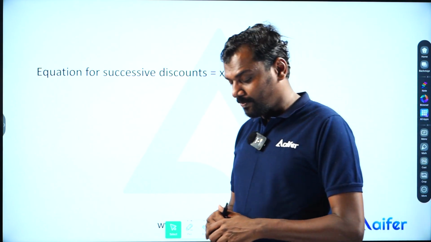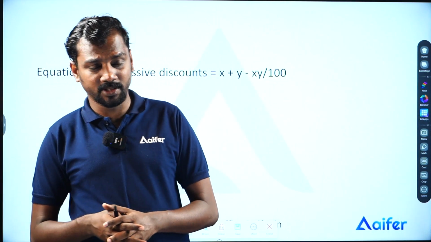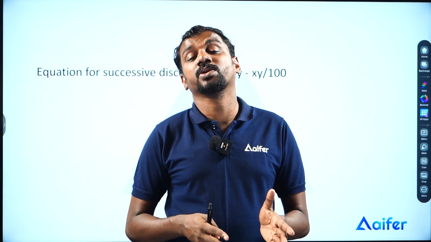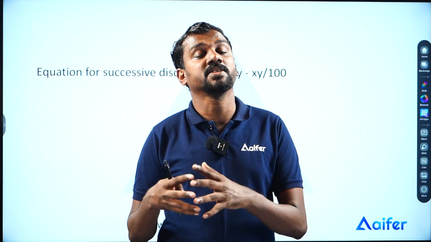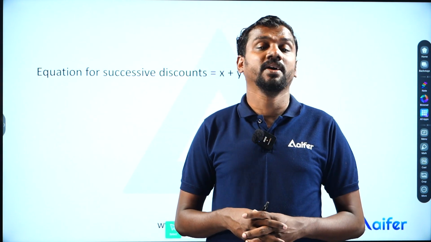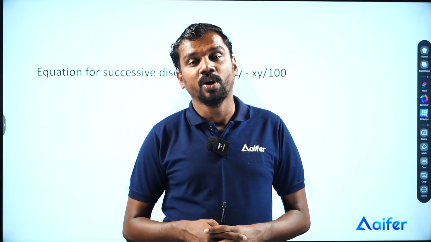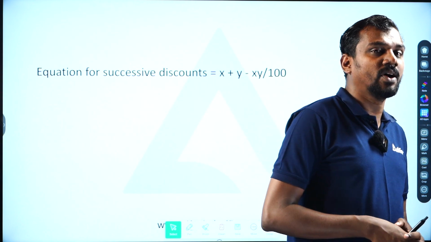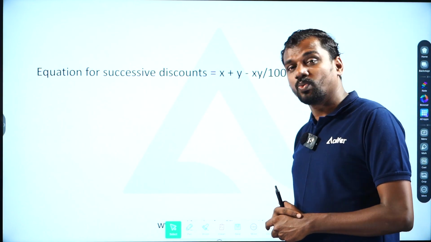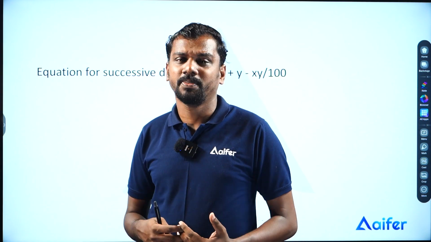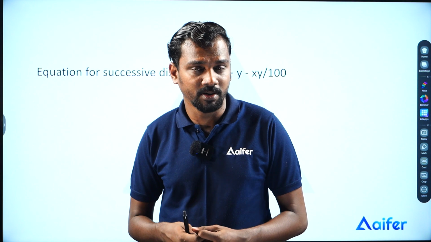So the basic concepts we discussed yesterday: profit happens when the selling price is greater than CP, and the equation for profit percentage is profit by CP into 100. Loss happens when CP is greater than SP, and loss percentage is loss by CP into 100. And the equation for consecutive discount is x plus y minus xy by 100, as you can see on the screen. We also discussed that with an example in the last video.